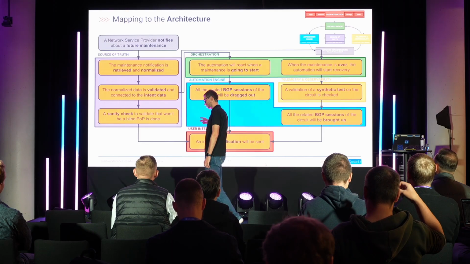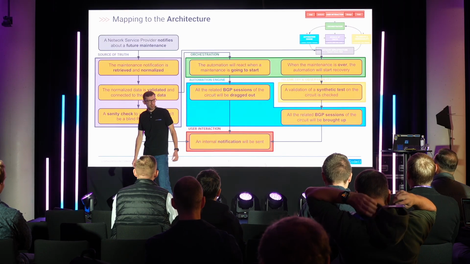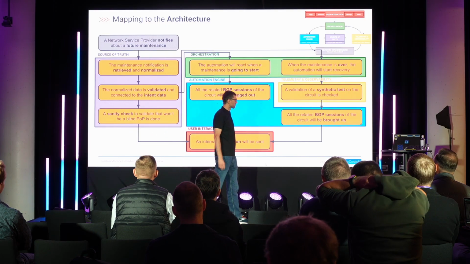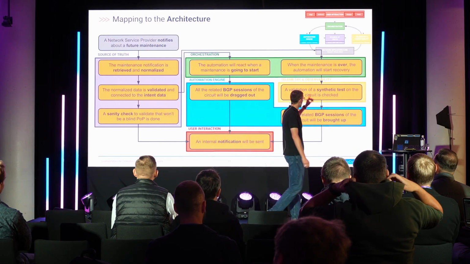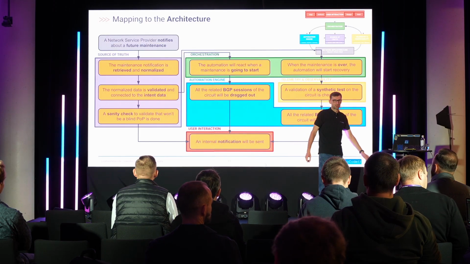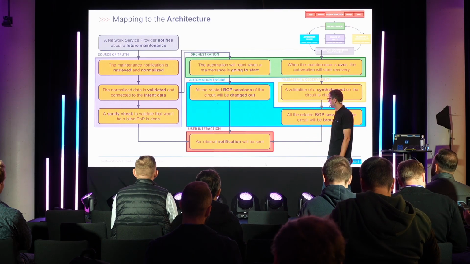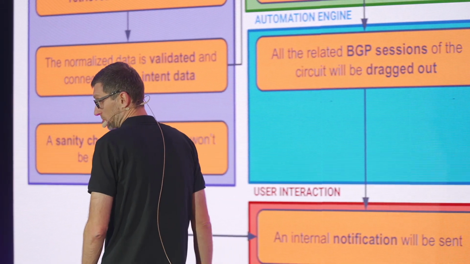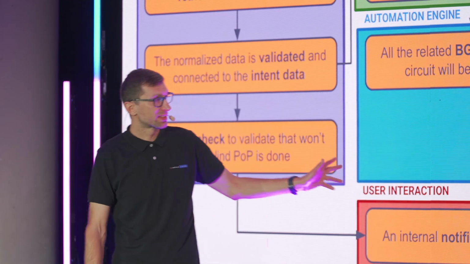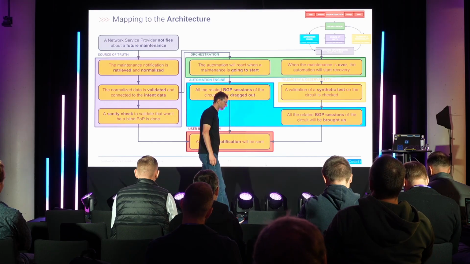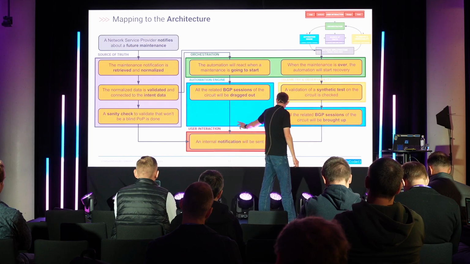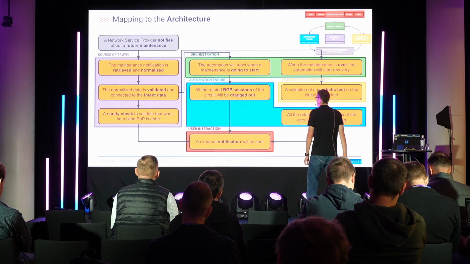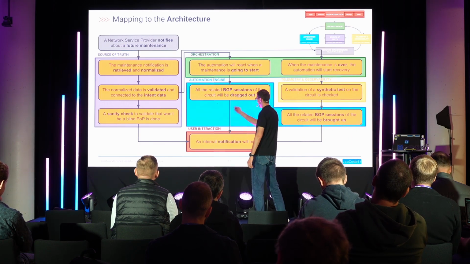Then we have our automation engine. The automation engine will be used to bring sessions back up after, and to drain the traffic and shut BGP sessions down before the maintenance starts. Then we have our user interactions, right? So we're going to be sending notifications to our engineering team saying maintenance is about to start and maintenance is over. And for our synthetic testing, we have telemetry and observability, right? This will run the test and will confirm if traffic is flowing. And finally, for user interactions, as I mentioned, we will have notifications that are being sent. And then we have orchestration, which is what actually is kicking off all of those workflows and running tasks.